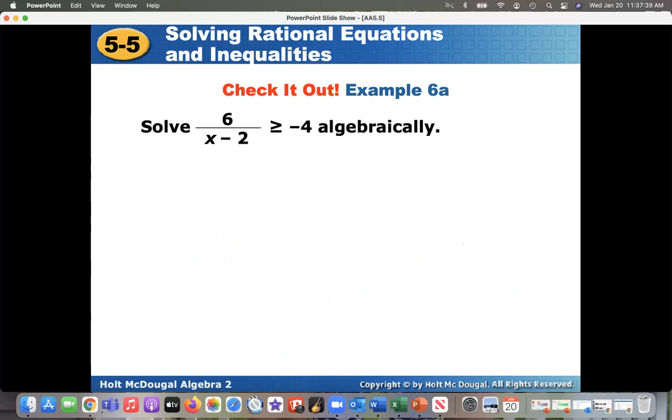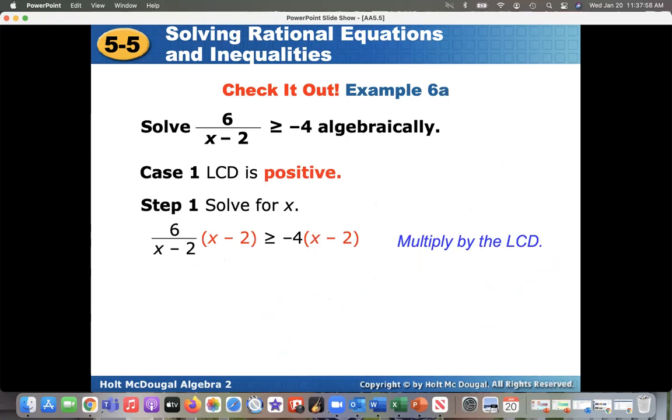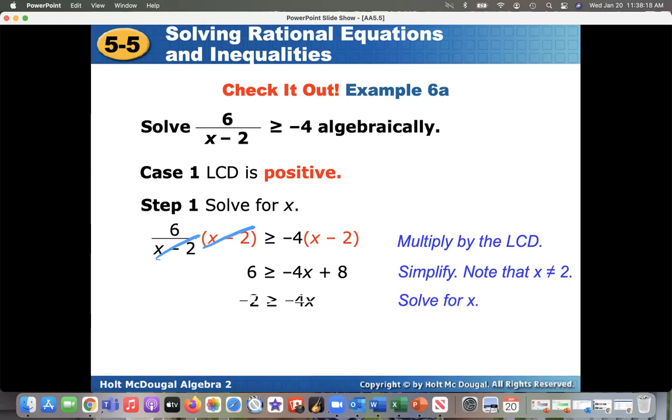All right, let's solve this one algebraically. 6 over x minus 2 is greater than or equal to -4. Well, what's the LCD here? What would we multiply both sides by to get rid of the denominators? x minus 2. Now, case 1, we're going to say x minus 2 is positive. We multiply both sides by x minus 2, and we cross off the x minus 2. Notice the inequality symbol stayed the same, since we multiplied by a positive. We got 6 is greater than or equal to -4x plus 8. Solve that.